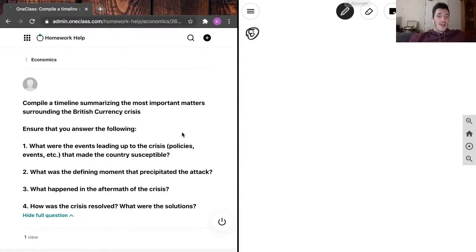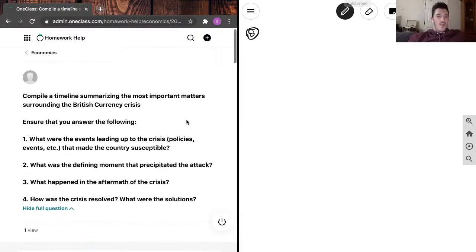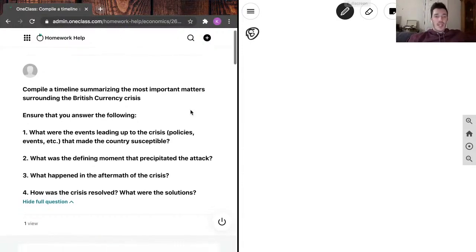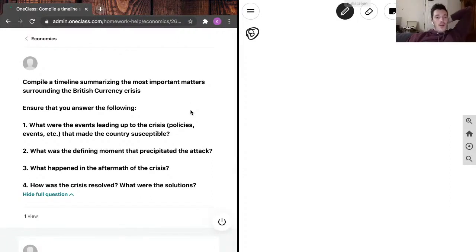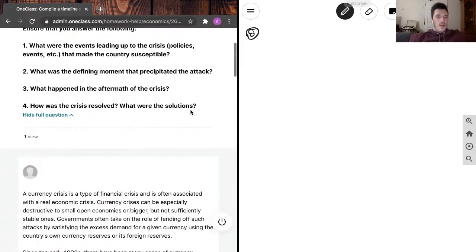Compile a timeline summarizing the most important matters surrounding the British currency crisis. Ensure that you answer the following. 1, what were the events leading up to the crisis? Policies, events, etc., that made the country susceptible? 2, what was the defining moment that precipitated the attack? 3, what happened in the aftermath of the crisis? And 4, how was the crisis resolved? What were the solutions?